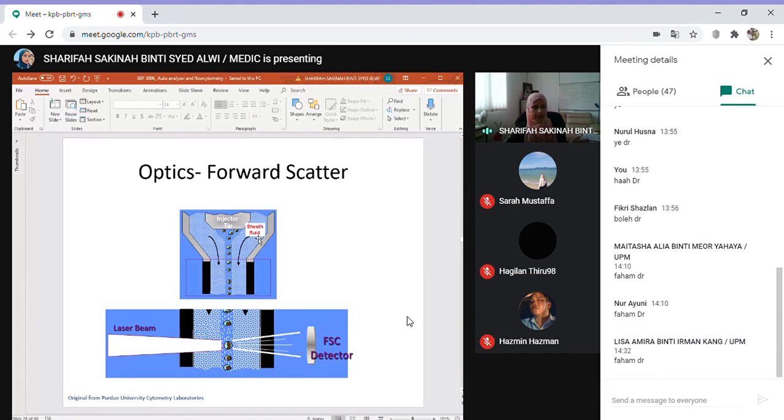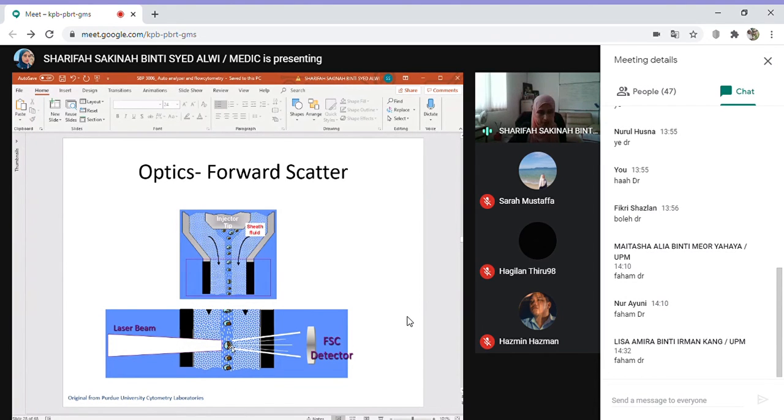Do you remember what I said about the sheath fluid? So this is where the sheath fluid will be, at this area. These are the cells. The cells should pass through in a single file, only one cell at a time, that can pass through the laser beam.